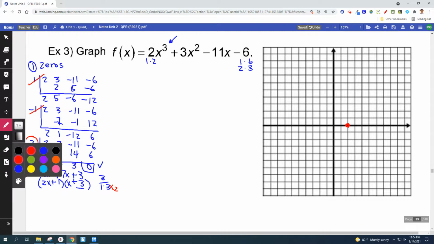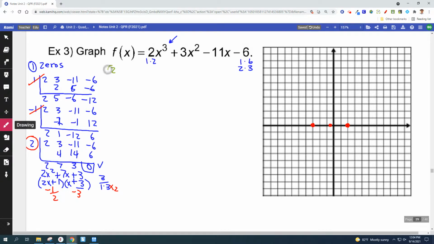I can find my zeros. I've got negative 1/2 and negative 3. It's kind of hard because your graph's so small, but you've got negative 3 here and negative 1/2 here. Step 1 said find the zeros. Step 2 said determine the end behavior. So step 2, end behavior.